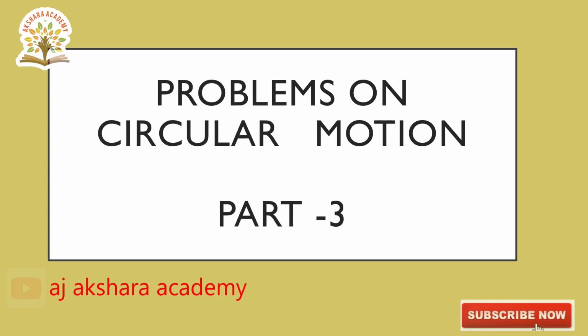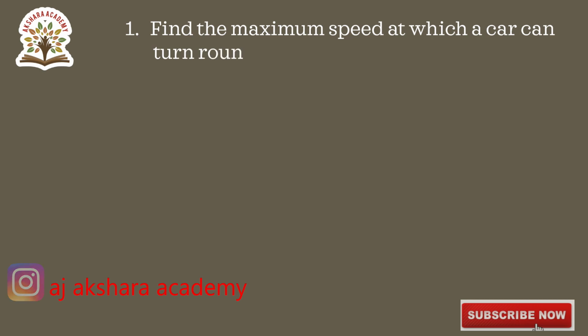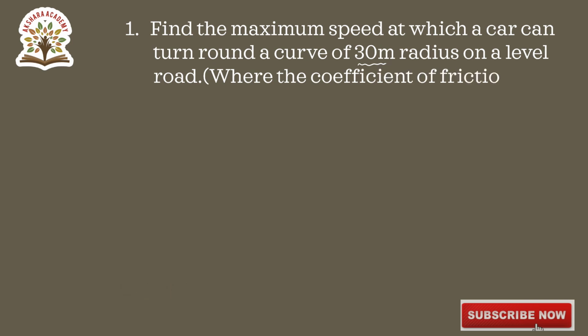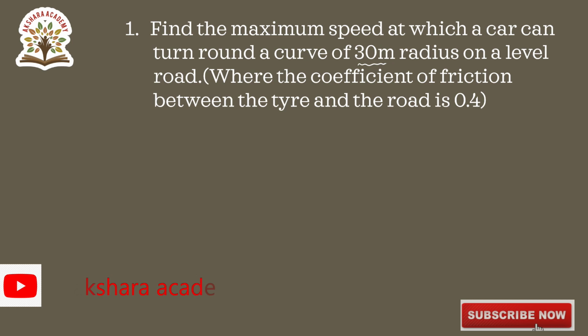Okay, let us go to today's session. Problems on circular motion part 3. Go to the first question. Find the maximum speed at which a car can turn round a curve of 30 meters radius on a level road where the coefficient of friction between the tire and the road is 0.4.